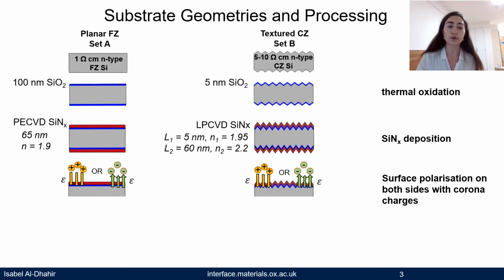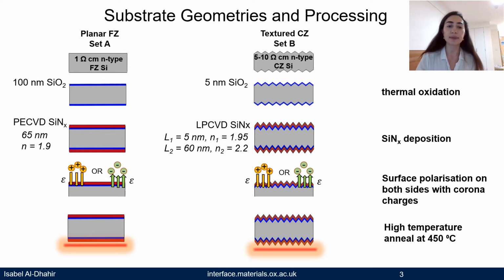Subsequently, positive or negative corona charge was applied to the front and rear surfaces of both sets A and B, followed immediately by a high-temperature anneal.